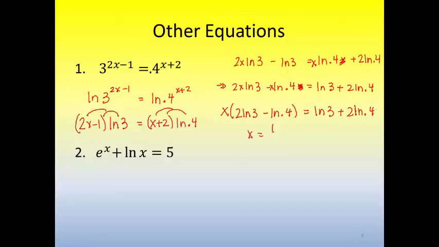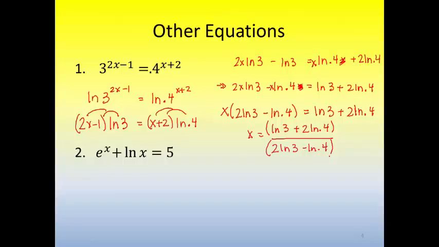And x equals the natural log of 3 plus 2 times the natural log of 0.4, divided by 2 times the natural log of 3 minus the natural log of 0.4. That is one ugly number. And we certainly could find its value by substituting it into the calculator, knowing that I would have to close my parentheses before I did division. You're welcome to do that. You're also welcome to leave your answer just like this.